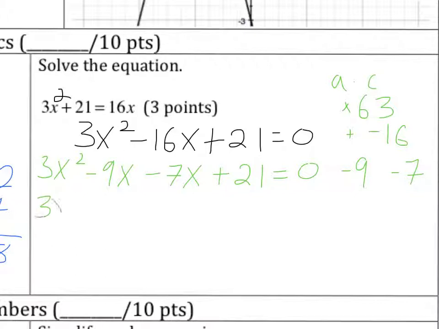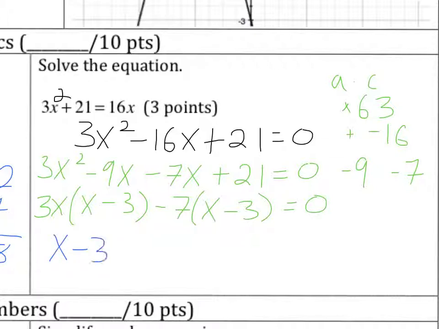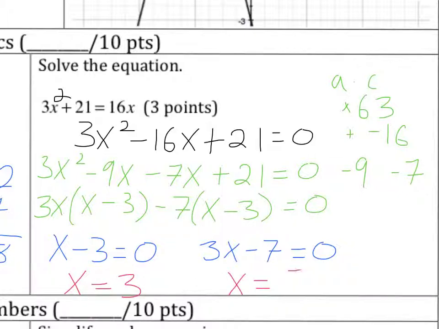Pull out a 3x, and I've got an x minus 3. Pull out a minus 7, and I've got an x minus 3. That's going to mean that x minus 3 equals 0, and 3x minus 7 equals 0. If I ask you to solve, you need to tell me what x could equal to make it true. In this case, that's going to be x equals 3 and x equals 7/3.